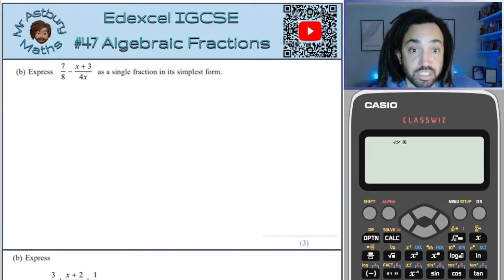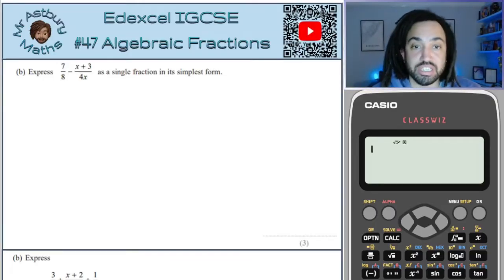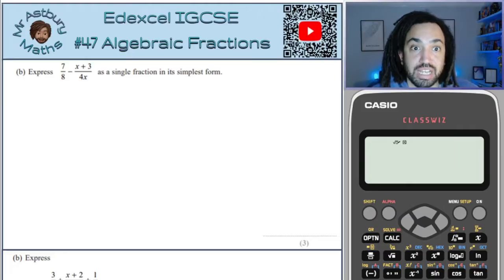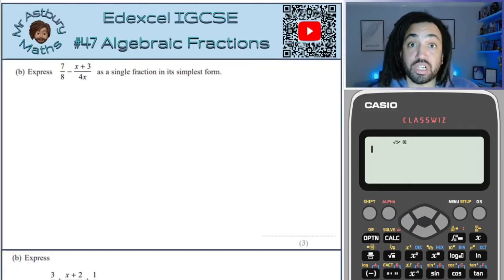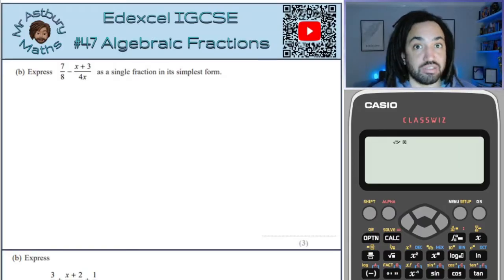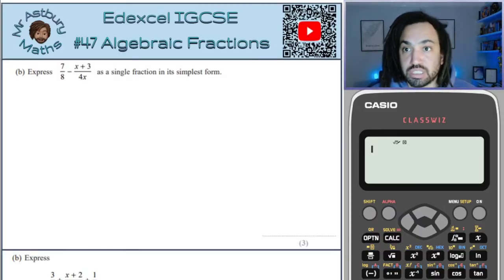Okay, algebraic fractions is one of those tricky topics. What we need to do is find a common denominator, and we've got to factorise as much as we possibly can. So I'm going to be talking a lot about common denominators when we're adding or subtracting fractions, and I'm going to be talking a lot about factorising when we're trying to simplify fractions.